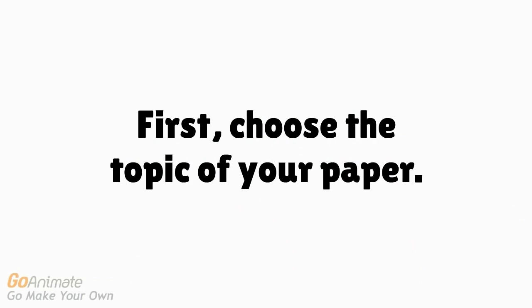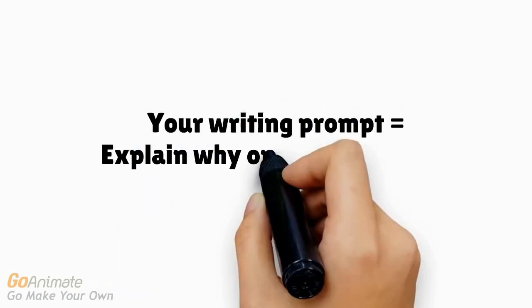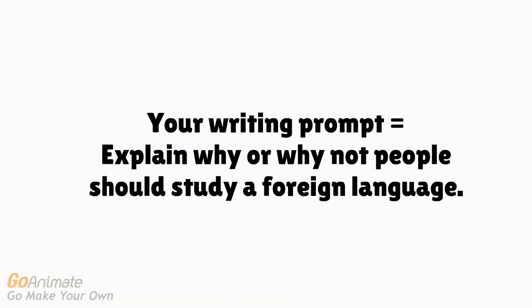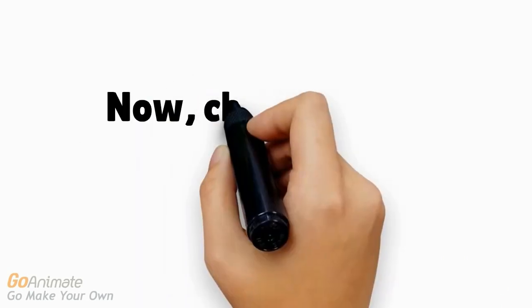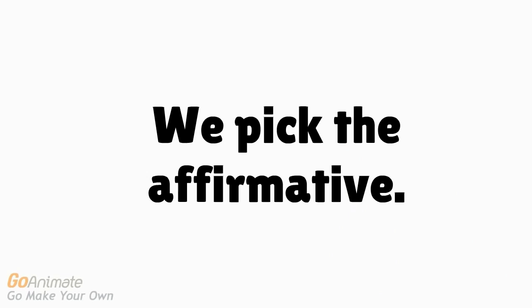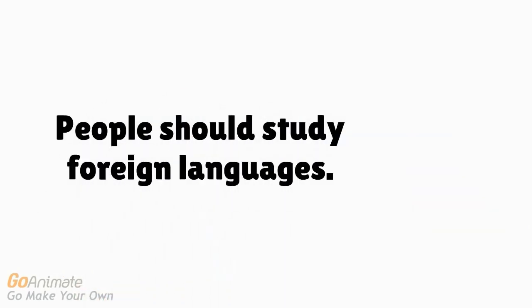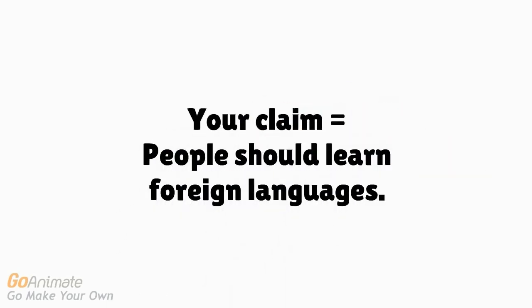First, choose the topic of your paper. If your teacher has given you a writing prompt, that will give you the topic of your paper. For example, your writing prompt equals explain why or why not people should study a foreign language. Your topic equals whether people should study foreign languages. Now choose your position, for or against. We pick the affirmative. People should study foreign languages. Your claim equals people should learn foreign languages.